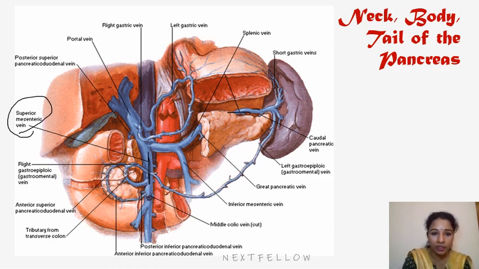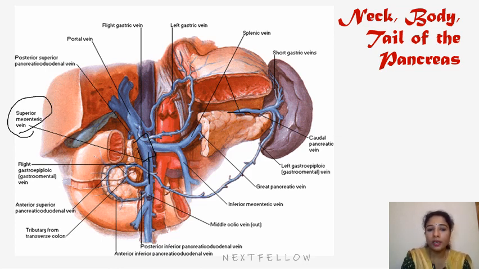So here the neck is removed at this area to expose the posterior relations. So what you are seeing is only the head. So the neck posteriorly is related to the formation of portal vein, where we see the confluence of superior mesenteric vein and splenic vein.